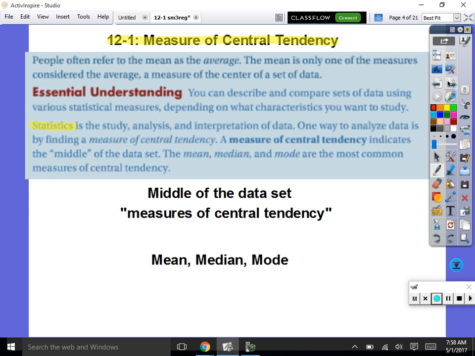That's what's hard, is everybody's interpretation might be a little different. One way to analyze data is by finding the measures of central tendency. So if I say to you, find the measures of central tendency, that means look at the middle of the data, which we can look at. The most common are mean, median, and mode. And I'll remind you of what those things mean.